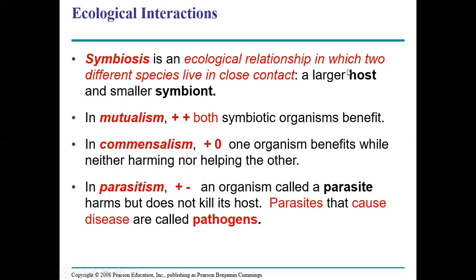Symbiosis is an ecological relationship in which two different species live in close contact, the larger host and the smaller symbiont. When two organisms are living together, we can call it symbiosis. In mutualism, that is plus, both organisms are getting benefited. In the case of pea plant and Rhizobium leguminosarum, we are told that.